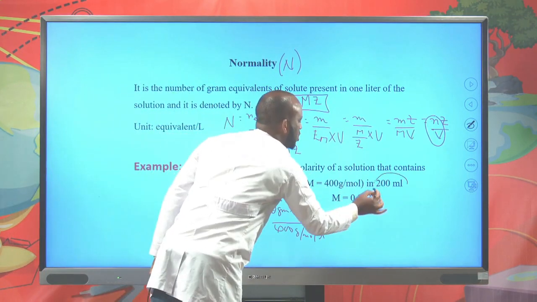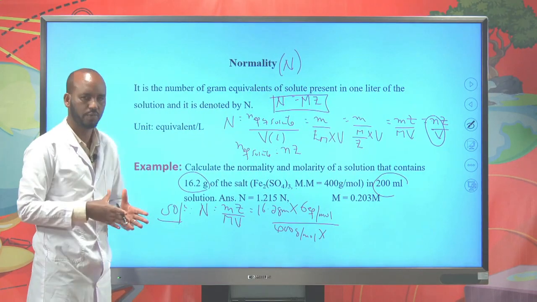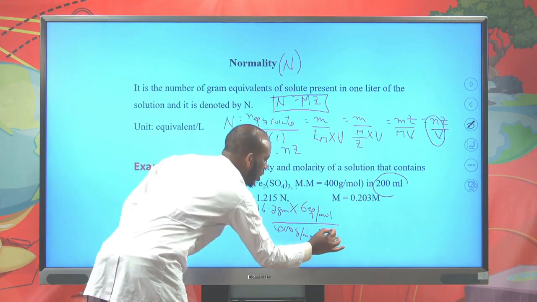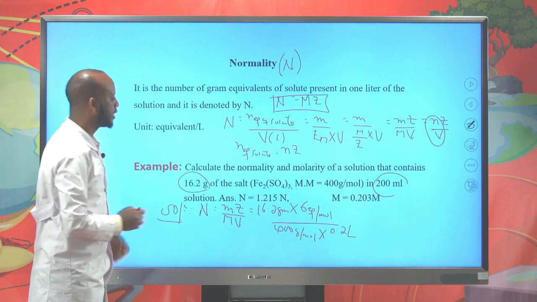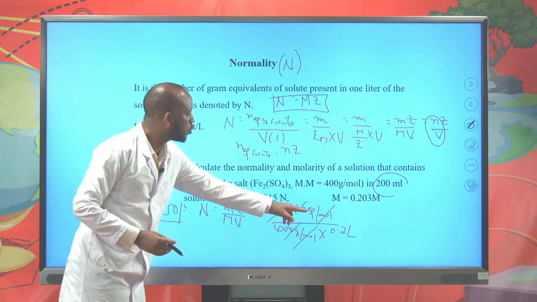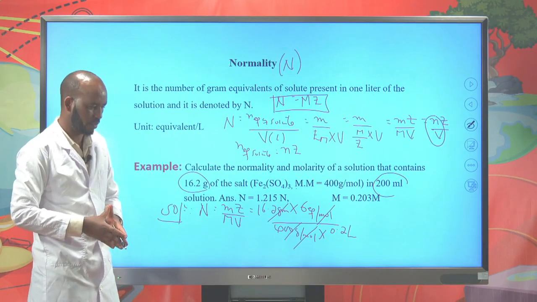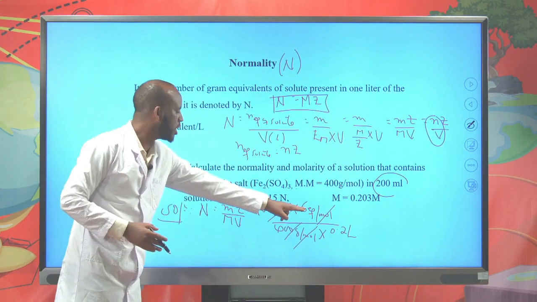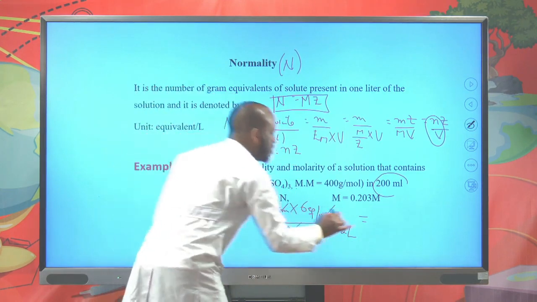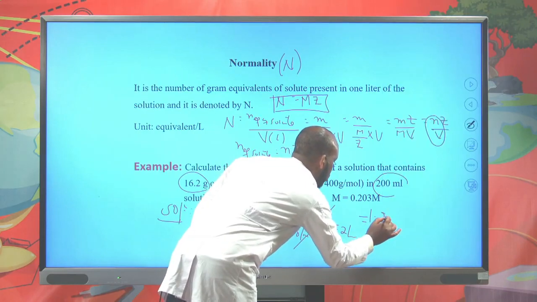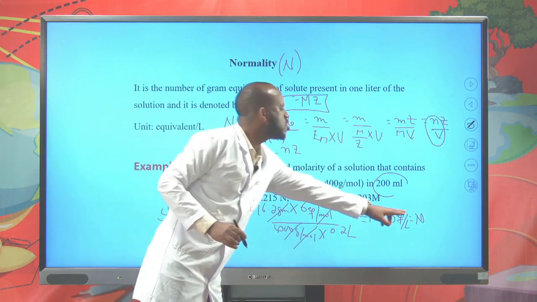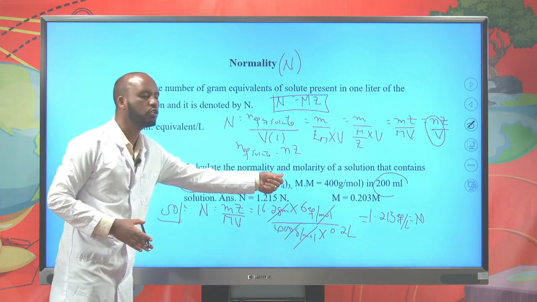Volume of the solution is 200 milliliter. This must be converted into liter because the unit of normality is equivalent per liter. 200 milliliter in liter is 0.2 liter. Gram will be cancelled by gram. Mole will be cancelled by mole. We are left with equivalent per liter, which is the unit of normality. Therefore, 16.2 times 6 equivalent divided by 400 times 0.2 liter is 1.215 equivalent per liter, which is 1.215 normal. What is the molarity of this solution?